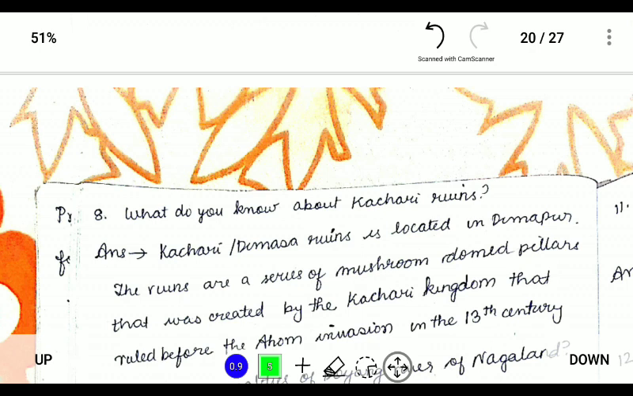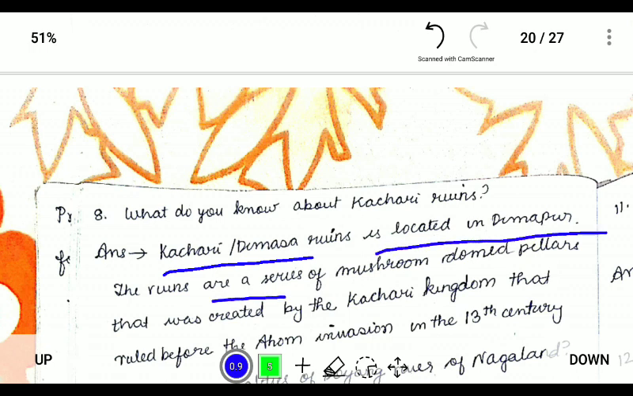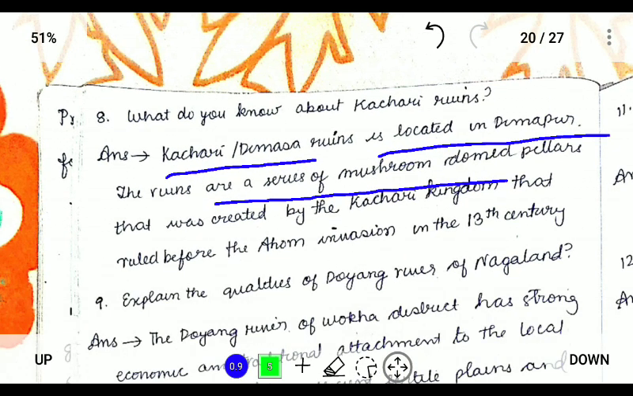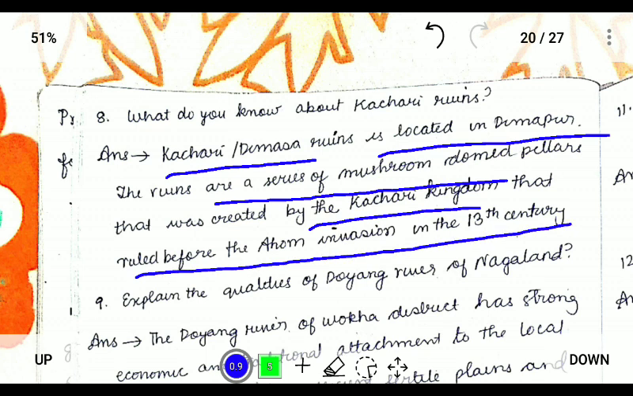What do you know about the Kachari ruins? The Kachari Dimasa ruins are located in Dimapur. The ruins are a series of mushroom domed pillars that were created by the Kachari kingdom that ruled before the Ahom invasion in the 13th century. So the Dimasa or Kachari ruins are located in Dimapur, and there is a series of mushroom tombs.